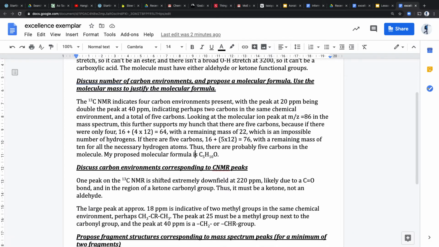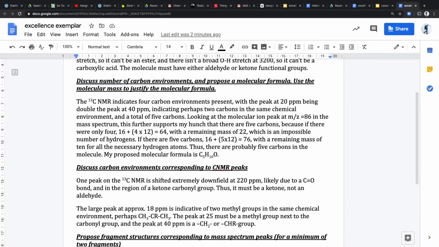So next paragraph, discuss the number of carbon environments there are in the NMR, and you need to propose a molecular formula, and I'll show you how I did that. So the first statement's pretty obvious. The NMR indicates 4 carbon environments. We see that the peak at 20 ppm is about double the height of the others. So possibly, because the peak is double the height, this could indicate there are 2 carbons in the same environment, suggesting that maybe there are 5 carbons. But I'm not sure yet. I'm looking at the peak height, and I'm saying, hey, one's quite a lot taller. It looks like one's significantly taller than the other, so maybe there's multiple carbons in that environment, but I'm not quite sure. Because remember, peak height sometimes just varies naturally.